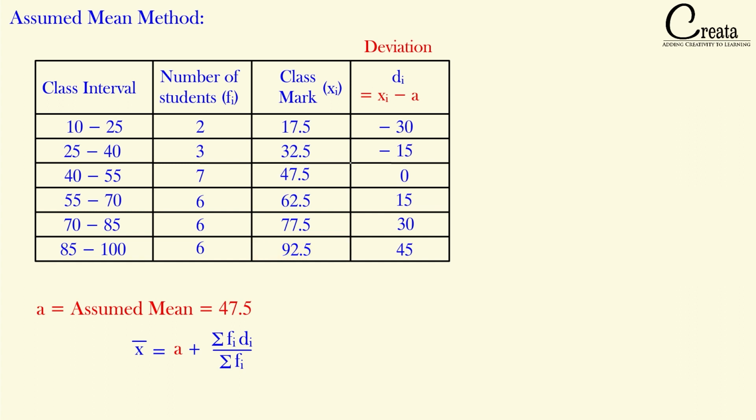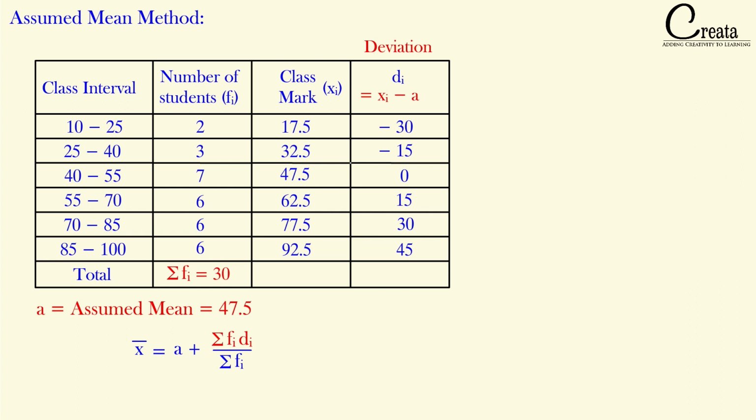Got it? Let's move further. In the denominator, we are having sum of fi. What is sum of fi? Addition of all the frequency is the sum of fi. So here the sum of the frequency will be 30. In the numerator, we are having the term sum of fi into di. This is a new term. In our table, we are having fi, di and xi. We are not having fi into di.